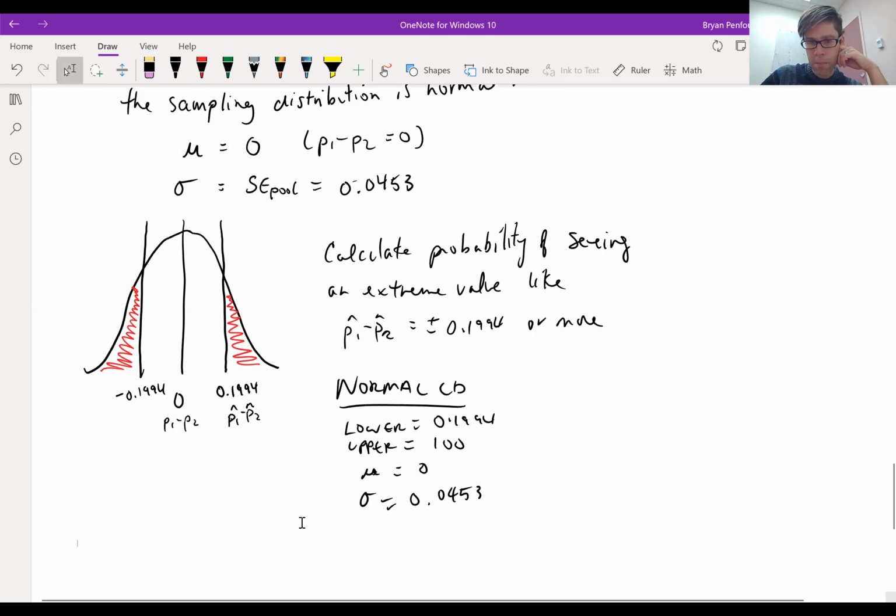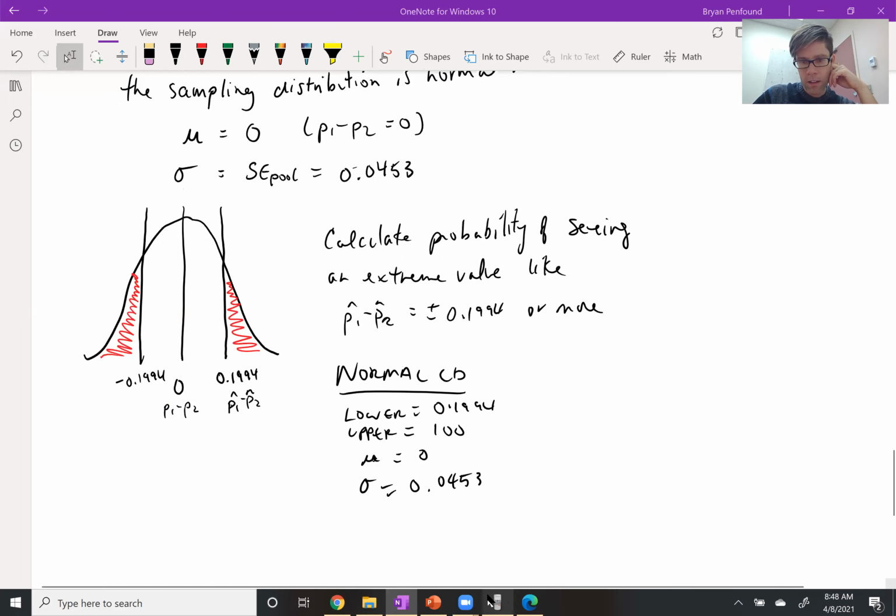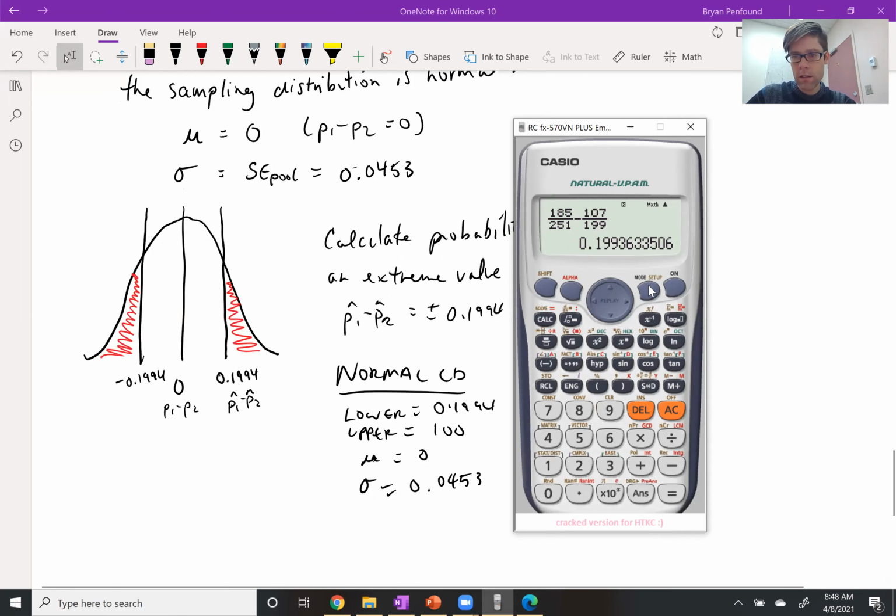Okay, so I'm going to bring the calculator up. Into mode, down into the distributions. Number 3, we're going to click normal CD. Lower comes up first. Let's put in our cutoff number of 0.1994. Our upper number, just something really, really large. Okay, standard deviation comes first, my apologies, 0.0453. That's our standard deviation. And the center is going to be 0, so I'm just going to leave that as it is. And we get something that looks like this.